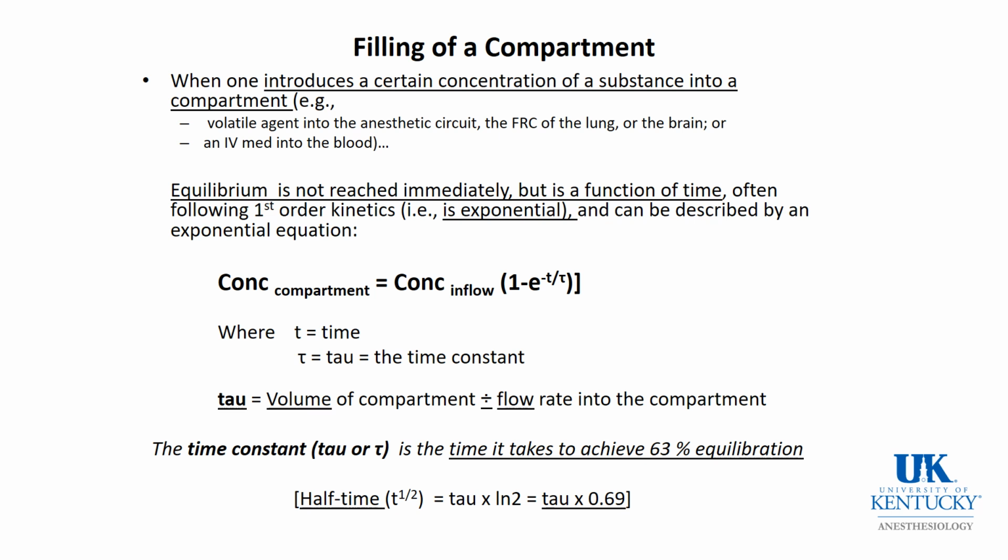Tau is the time constant, and it's the volume of the compartment divided by the flow into the compartment. This is the time it takes to achieve about 63% of equilibrium. It can be related to half time, and this is the formula if you're interested in it.